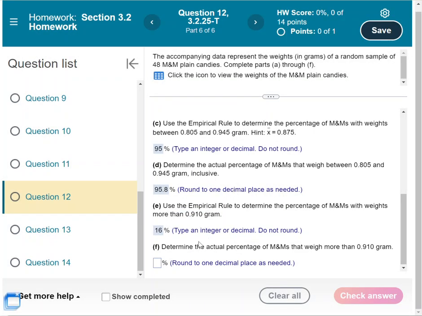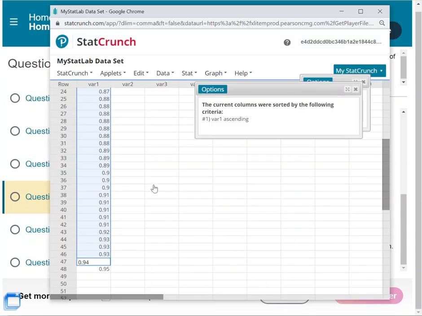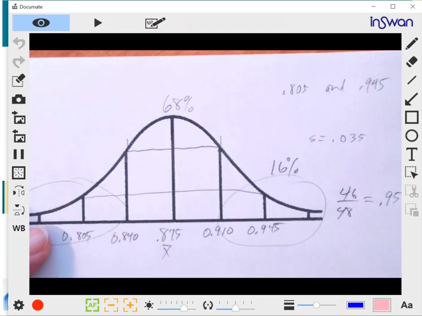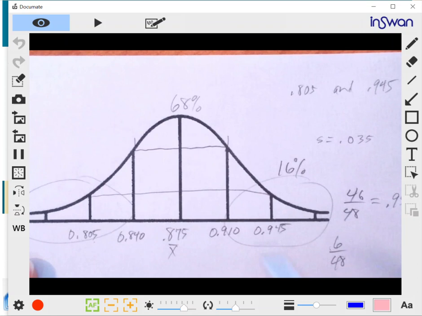And so finally, I think this is the last one. Determine the actual percentage of M&Ms that weigh more than 910 thousandths of a gram. So let's go back to our spreadsheet. And so here is 9, 10, and so it's these here. There's 1, 2, 3, 4, 5, 6. So 6 out of the 48 are greater than 910 thousandths, or 91 hundredths. If we divide 6 by 48, we get 12.5. Well, it's 0.125, so it's going to be 12.5%.